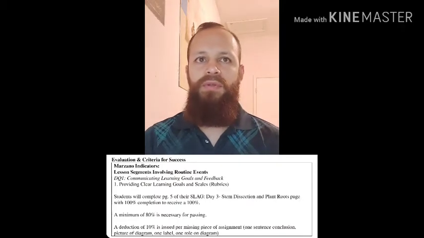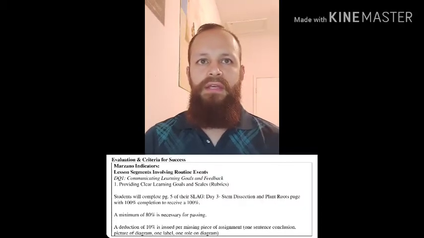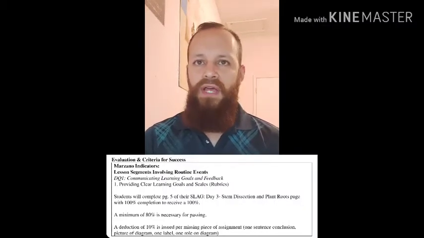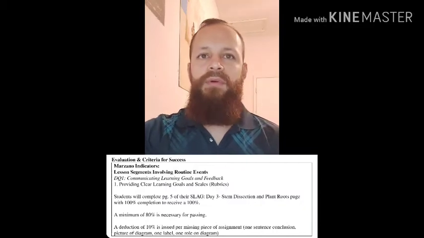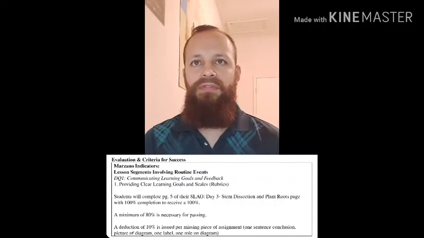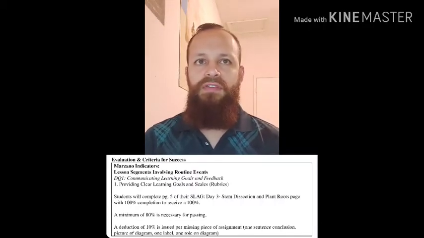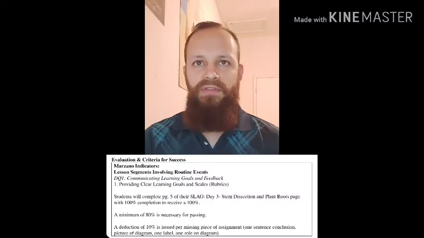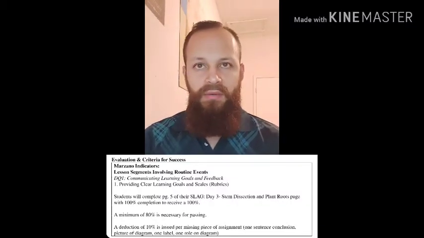The evaluation and criteria for success. I will be touching upon a Marzano indicator, the lesson segments involving routine events, DQ1, communicating learning goals and feedback, 1. Providing clear learning goals and scales or rubrics. Students will complete page 5 of their slog, day 3, stem dissection and plant roots page, with 100% completion to receive 100%. A minimum of 80% is necessary for passing. A deduction of 10% is issued per missing piece of the assignment: the 1 sentence conclusion, the picture of the diagram itself, a label within the picture diagram, or 1 role within the diagram.